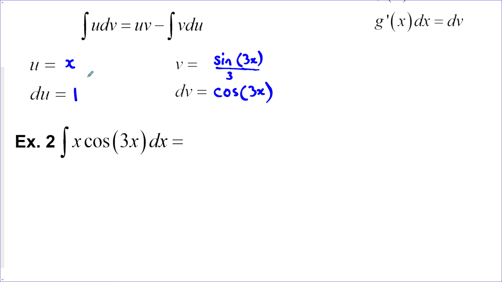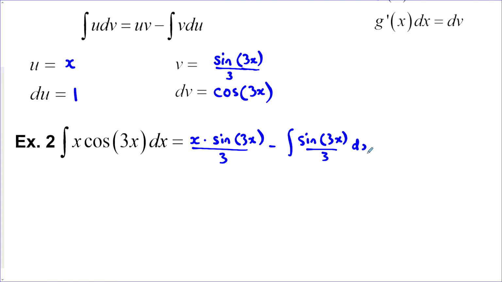Now we have all the pieces, so let's break this apart into uv. So that's just x times sine 3x divided by 3. Then we got minus the integral of v, this, and du, which is 1.